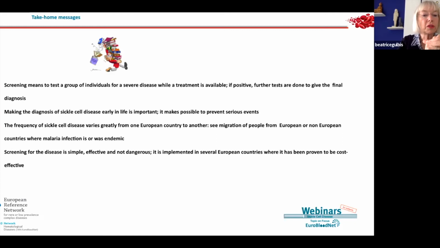The frequency of sickle cell disease varies greatly from one European country to another, because of migration of people from European or non-European countries where malaria infection is or was endemic. And screening for the disease is simple, effective, and not dangerous. It is implemented in several European countries where it has been proven to be cost effective.